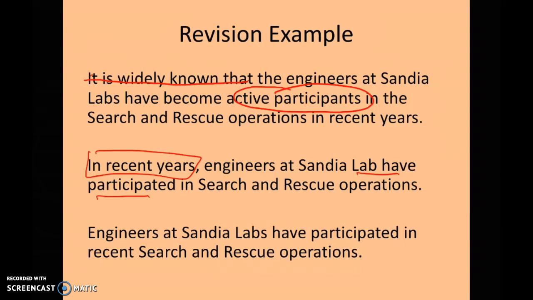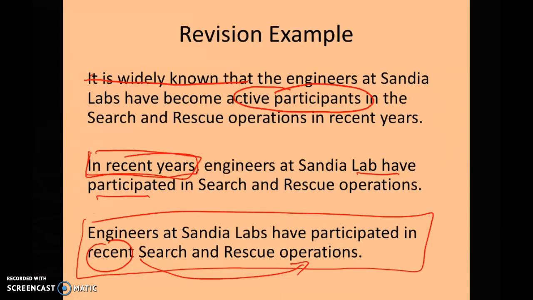Another revision to further revise it down: "Engineers at Sandia Lab have participated in recent search and rescue operations." So rather than recent years, I made these operations recent. It's another way to rephrase it, to shorten it up if that's my goal, or to make it more direct, to maybe just have a sentence without any additions, right? "In recent years," comma, is an addition at the beginning of the sentence, and they're not wrong. You actually should have those. But maybe this is a paragraph that's already full with very complex sentences, and it could use sort of a breather of a shorter, more direct sentence like this, and that would be the way to do that.